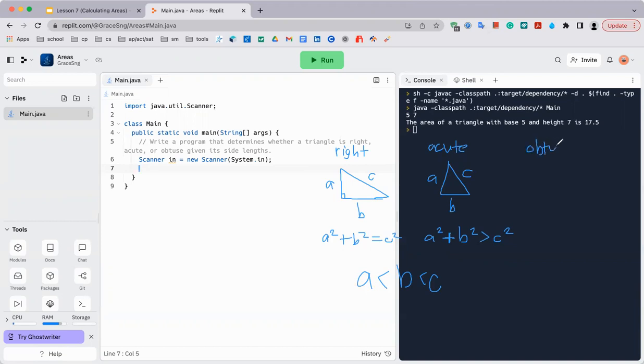And finally, an obtuse triangle. A, B, C. So here you can probably guess, then A squared plus B squared is less than C squared.